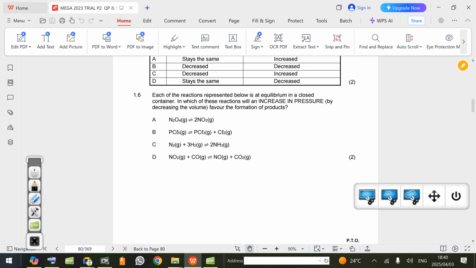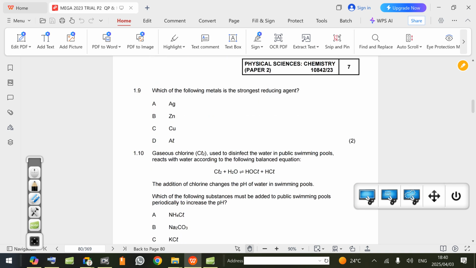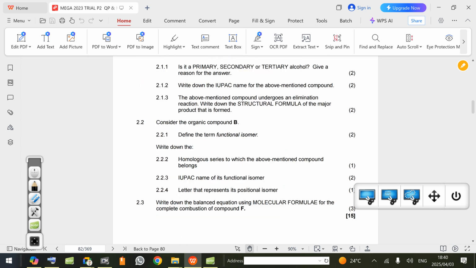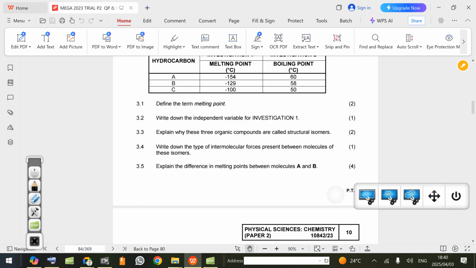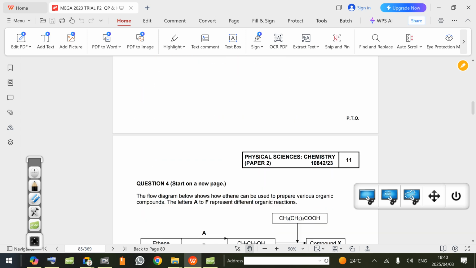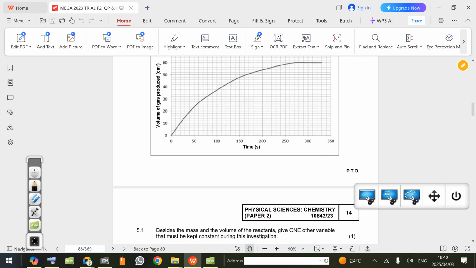Okay, guys, beautiful. Okay, the other one is chemical equilibrium. So, guys, I'm just going to continue with chemistry. I'm going to move into the next chemistry topic, chemical equilibrium.